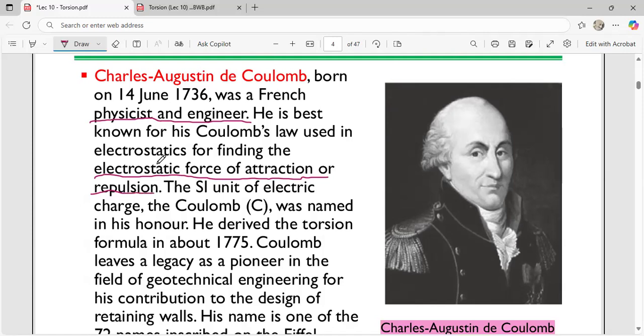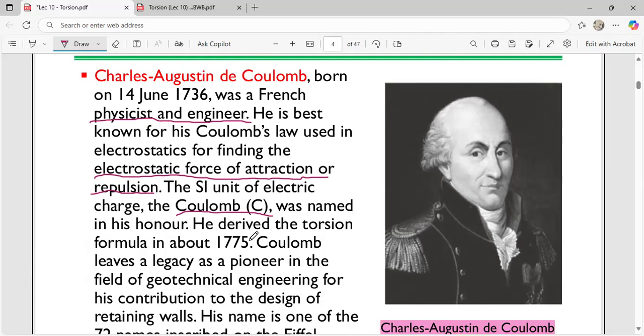Let's take it one more last time. Charles Augustin de Coulomb was born on 14 June 1736. He was a French physicist and engineer. He is best known for his Coulomb's law used in electrostatics for finding the electrostatic force of attraction or repulsion. And the SI unit of electric charge, the Coulomb, C. So he is the one who discovered it. He is the one who propounded the theory that led to the discovery of the Coulomb, and it was named in his honor.